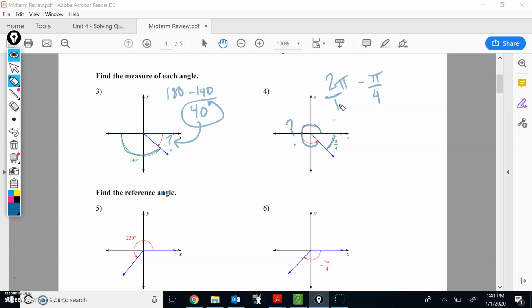Making common denominators when we subtract. I'm going to change that to 4. That's going to be 8. So we're going to be left with 7 pi over 4. That's the remaining large piece around.